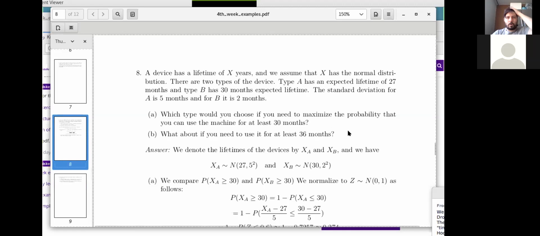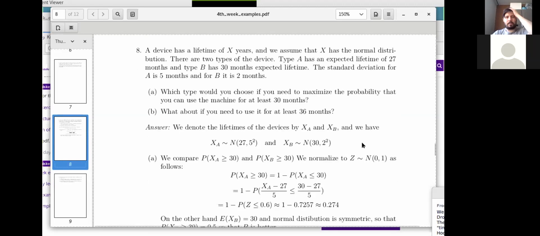Just to be sure, I calculated it here. We have to compare these, normalizing A into a 0, 1 variable. The probability of it being at least 30 months is 1 minus the probability of it being at most 30 months. We get the Z value, which is 0, 1, so we subtract 27 and divide by 5 from 30. So we get Z is smaller than or equal to 0.6.